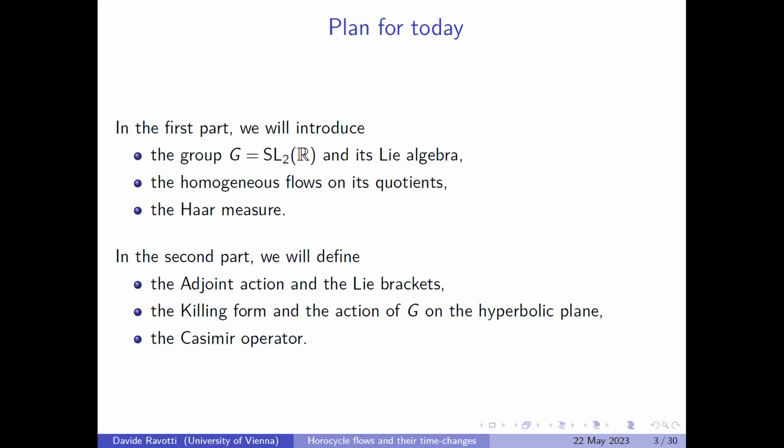So in the first part, we will introduce the group SL2R, which is the main protagonist of this course, and its Lie algebra. I will tell you what homogeneous flows are, and in particular what the horocycle flow is. And we will also introduce the Haar measure, which is the invariant measure with respect to which we want to study the ergodic properties. And then in the second part, we will also introduce some more objects that we will need later. So we will introduce the adjoint action and the Lie brackets and try to look at their dynamical interpretation.